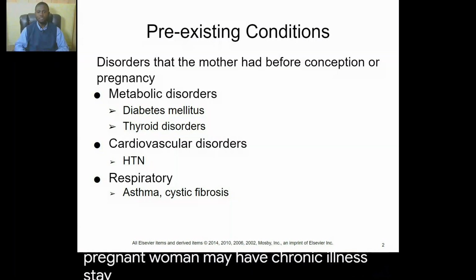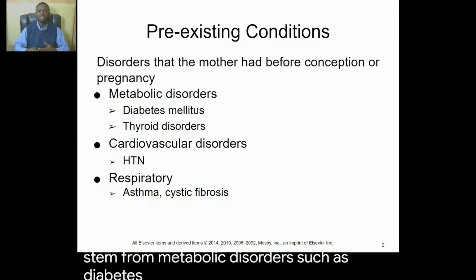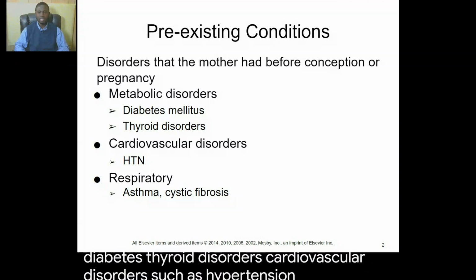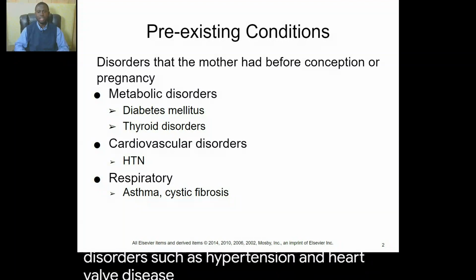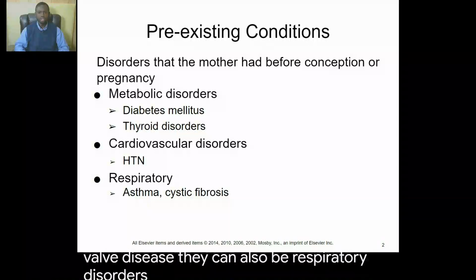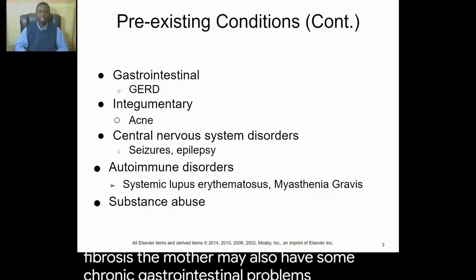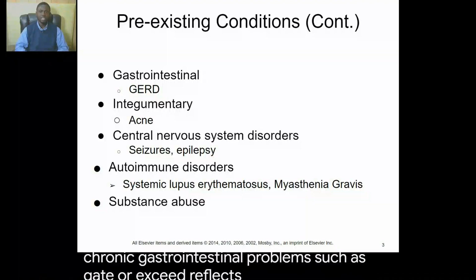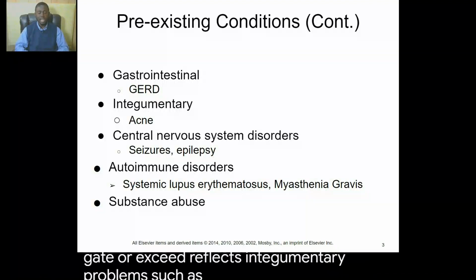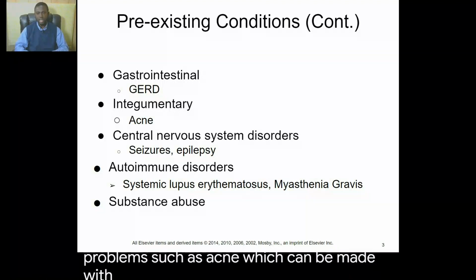Chronic illness stems from metabolic disorders such as diabetes, thyroid disorders, cardiovascular disorders such as hypertension, and heart valve disease. There can also be respiratory disorders including asthma and cystic fibrosis. The mother may also have some chronic gastrointestinal problems such as GERD or acid reflux, integumentary problems such as acne, which can be made worse by the pregnancy.